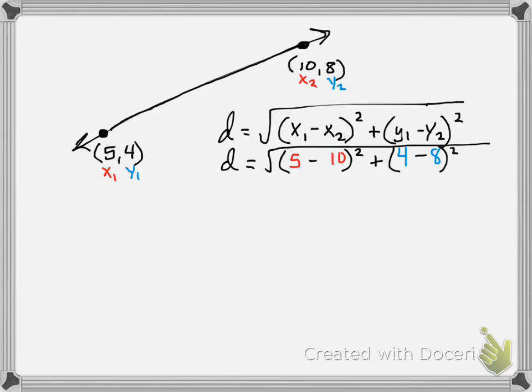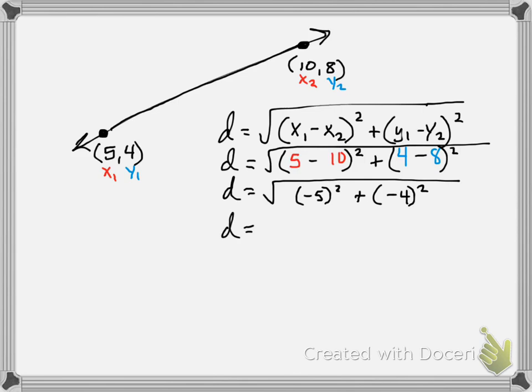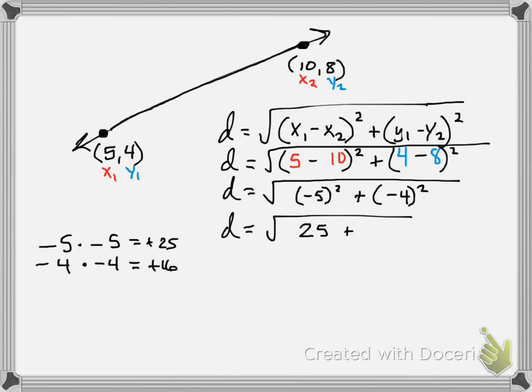Now this just goes to a simplification process of simplifying everything in the parentheses. So 5 minus 10 is going to give you a negative 5 squared plus 4 minus 8 is a negative 4 squared. Negative 5 squared is like saying negative 5 times negative 5, which is a positive 25. Plus negative 4 squared is negative 4 times negative 4, which is a positive 16. So I'm just going to write those down over here.